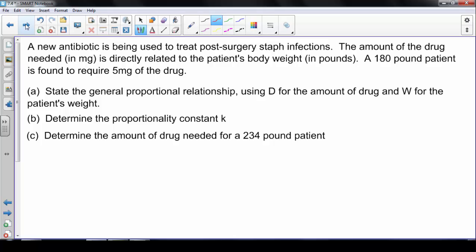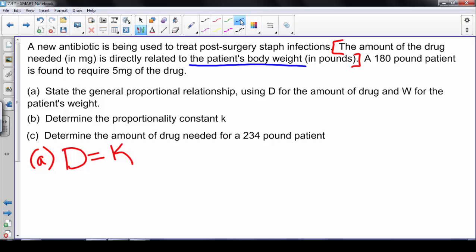So for part A, we want to get a general proportional relationship. So we just want a general relationship without any numbers at all. And that's where we're going to use this second sentence. The amount of drugs needed is directly related to the patient's body weight. So that's just D equals K times W.